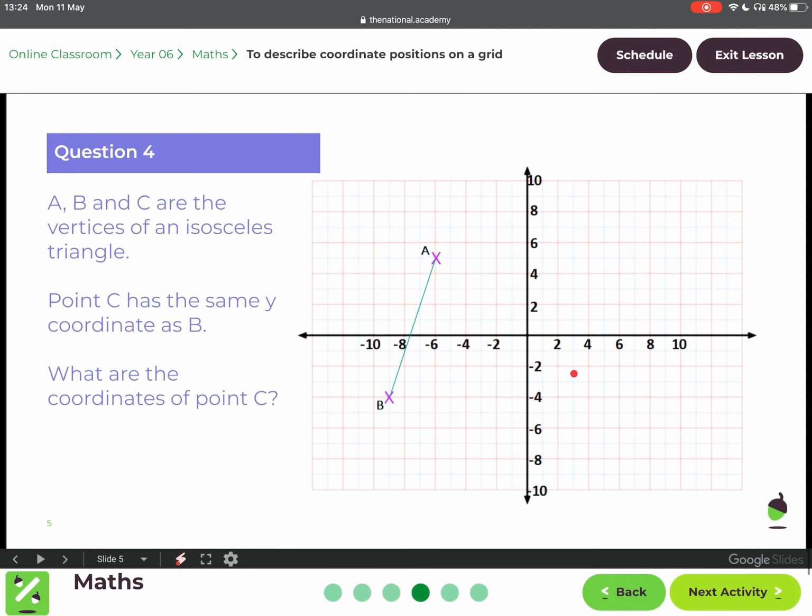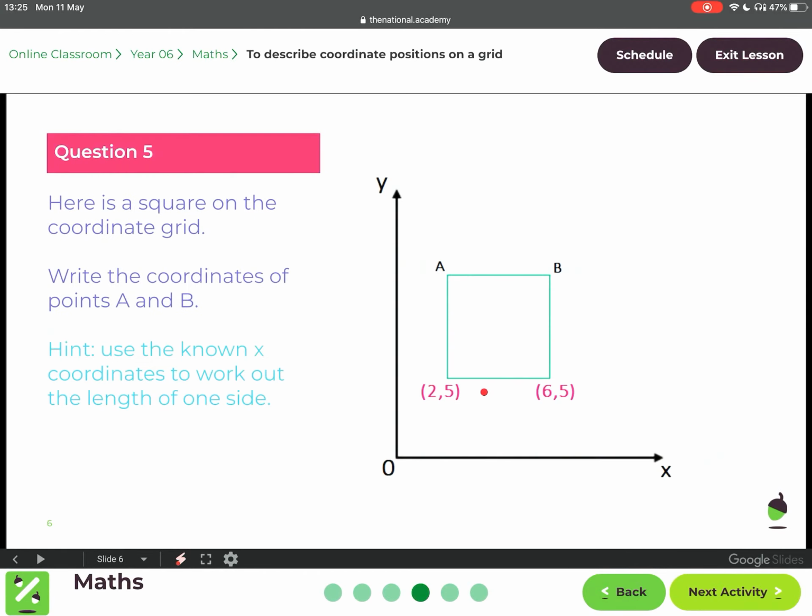After that, question 4. A, B, C are the vertices of an isosceles triangle. Point C is the same y coordinate as B. What are the coordinates of point C? The answer here, the coordinates, they would be here. The answer would be minus 3, minus 4. So the coordinates would be there.